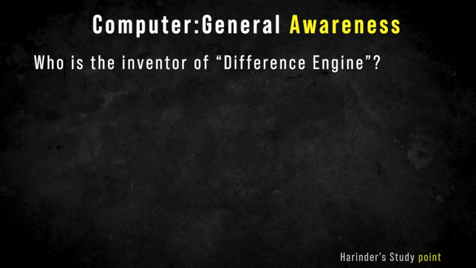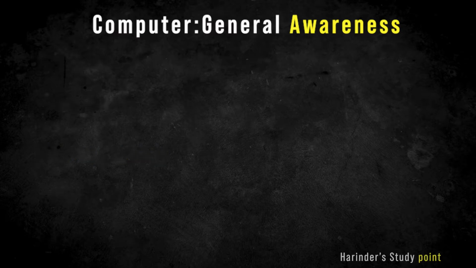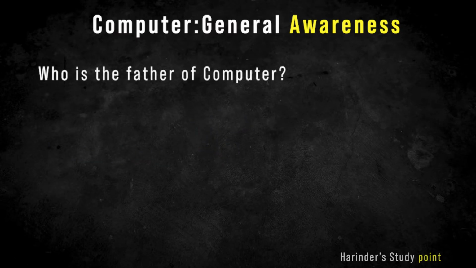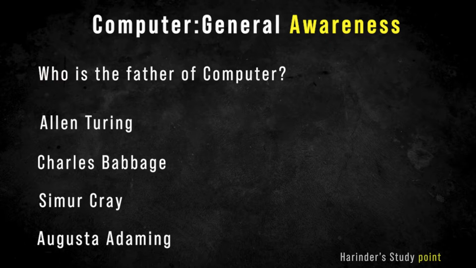Who is the inventor of difference engine? Alan Turing, Charles Babbage, Seymour Cray, Auguste Deming. Correct answer is Charles Babbage. Who is the father of computer? Alan Turing, Charles Babbage, Seymour Cray, Auguste Deming. Correct answer is Charles Babbage.